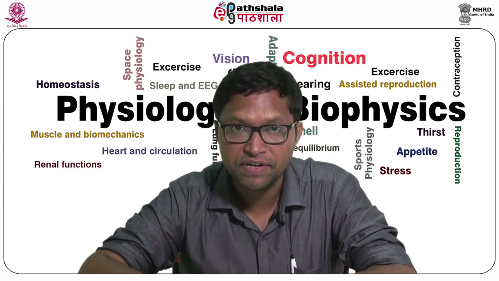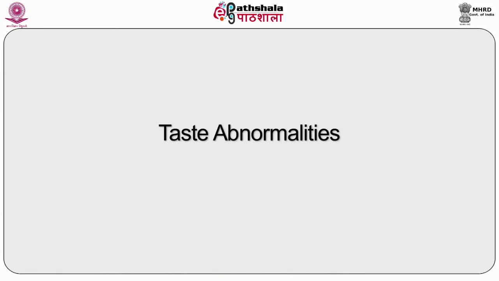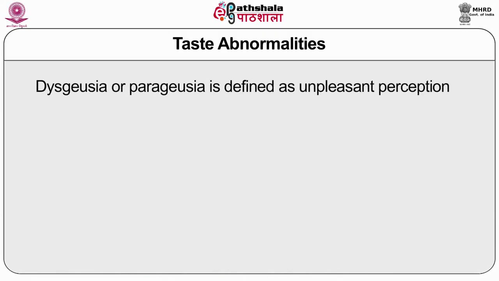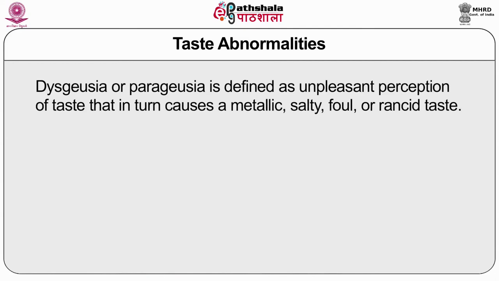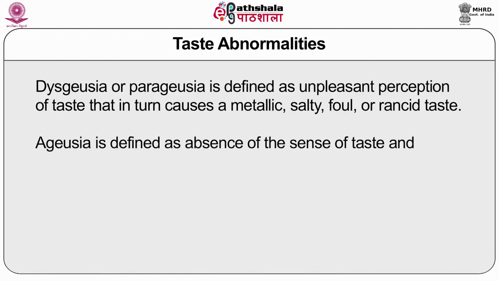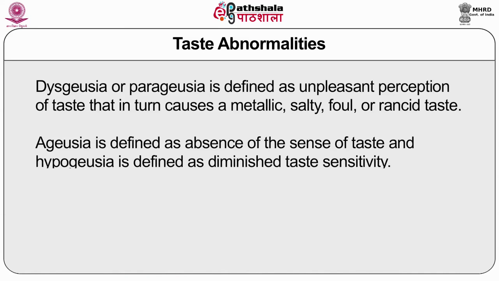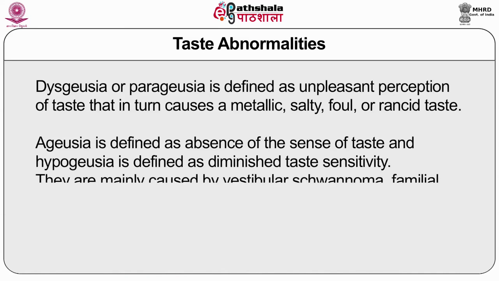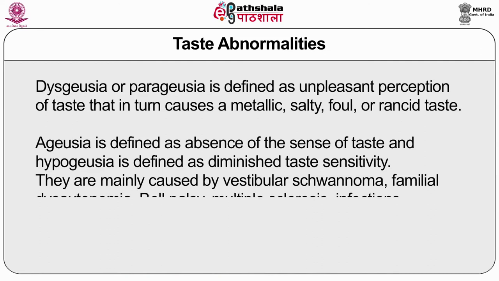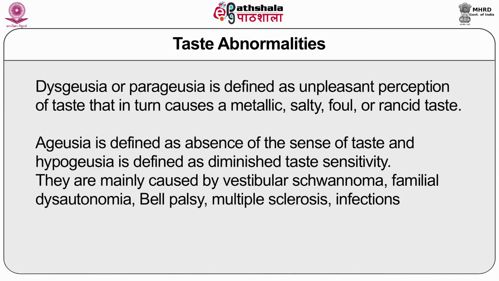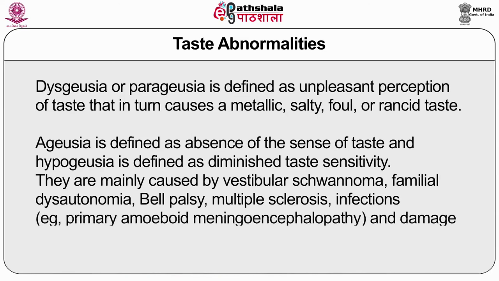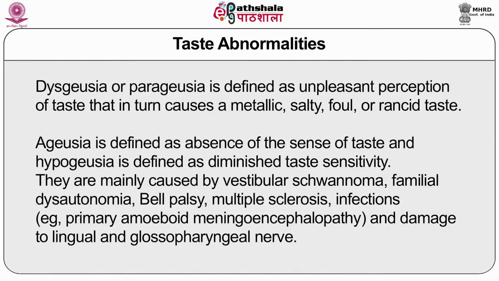Now let's discuss the various types of taste abnormalities. Now we have dysgeusia or parageusia, which is defined as unpleasant perception of taste that in turn causes a metallic, salty, foul or rancid taste. Ageusia is defined as absence of sense of taste, and hypogeusia as diminished taste sensitivity. They are mainly caused by vestibular schwannoma, familial dysautonomia, Bell's palsy, multiple sclerosis, infections, example primary amebic meningoencephalitis, or this can be mainly due to damage to the lingual and glossopharyngeal nerve.